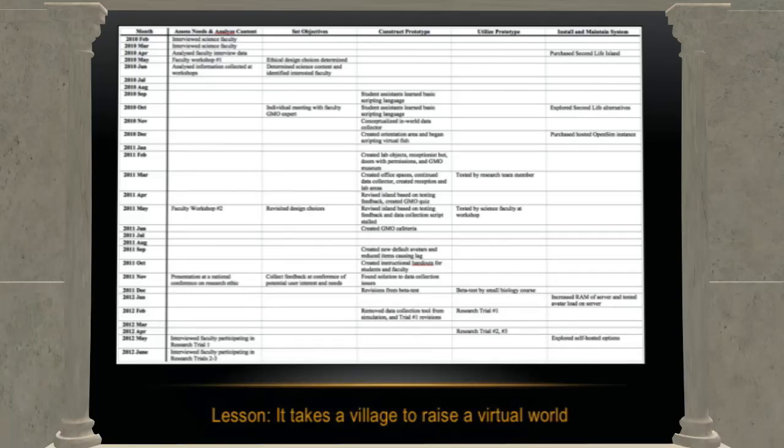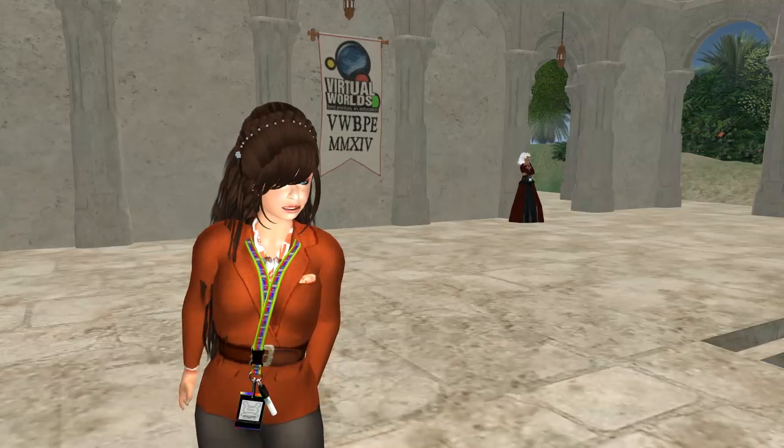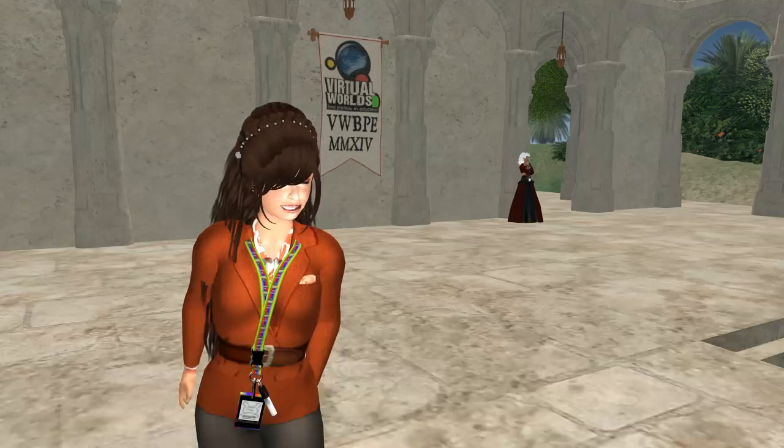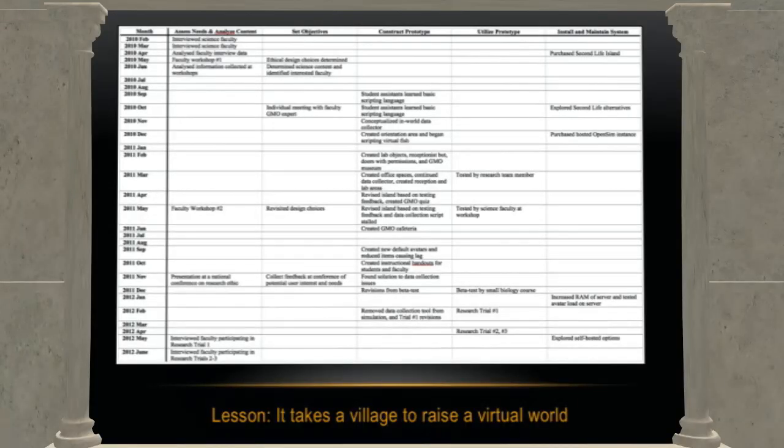So on this lesson, at the bottom it says, lesson 1, it takes a village to raise a virtual world. And it really did for us. Now, one of the negatives here, because it's not all amazing things that have happened, is that we had funding from NSF and we had some support from HP, and that made it possible. It would have been very difficult for me to get together with other faculty who don't have the time or the energy or the skills to create in a virtual world, to pull together and to make this happen. So that is a challenge for most people that are trying to do something like this.